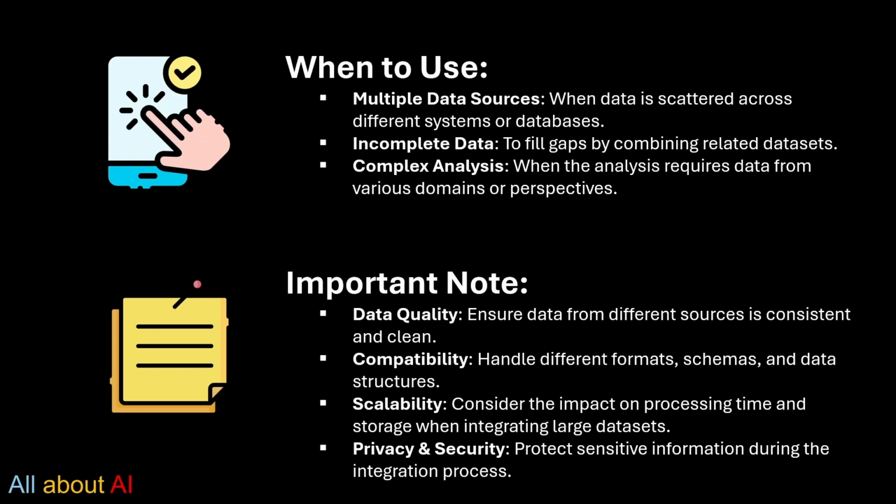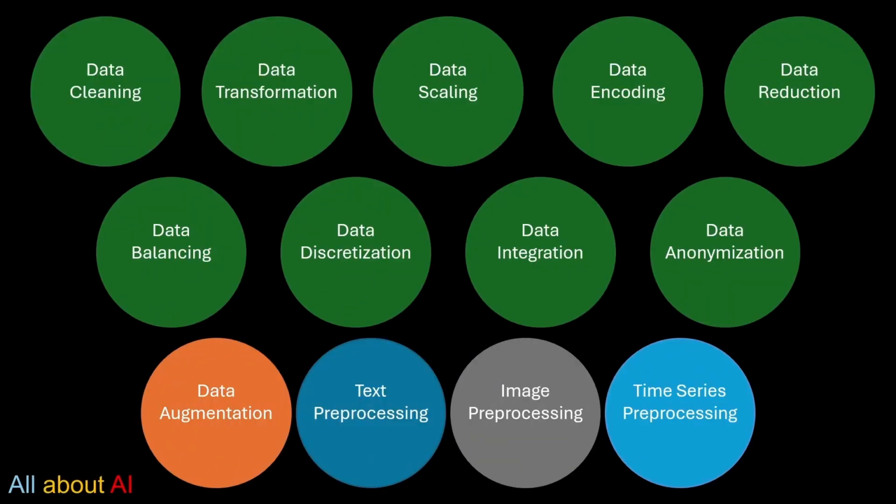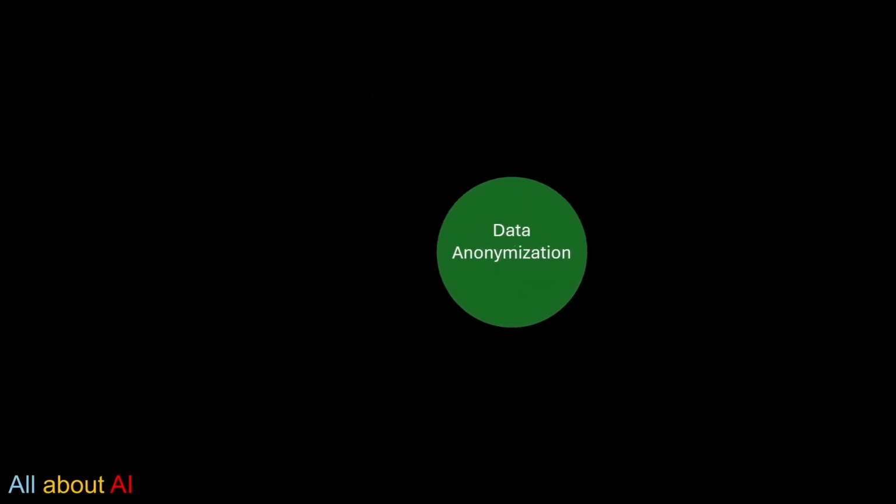Important note, when using this preprocessing method, we have to ensure that data quality from different sources is consistent. There should be compatibility between different data sources in terms of formats, schemas, data structures. Sometimes scalability is a concern due to time and storage constraints. Privacy and security is paramount in today's world, where protecting sensitive information during the integration process is important to take note of. Next, we'll take a look at data anonymization.